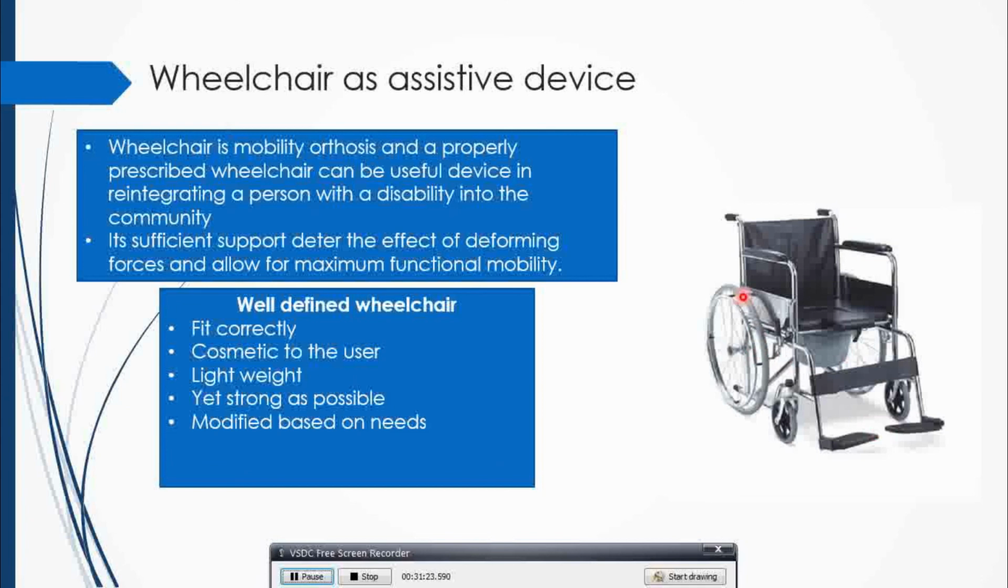So memang sekarang kita nampak macam alah, wheelchair ni simple aja, tapi who came up with this first idea of designing a wheelchair? Kalau kita tengok masa tu, mestilah dia satu perkara yang orang kata memberi implikasi yang tinggi dalam kehidupan orang-orang yang disable ni. So wheelchair is a mobility orthosis.